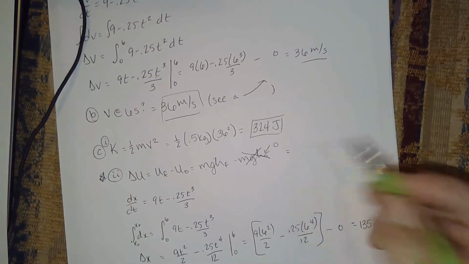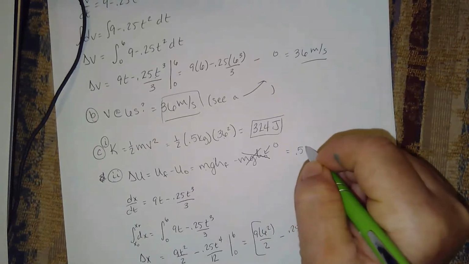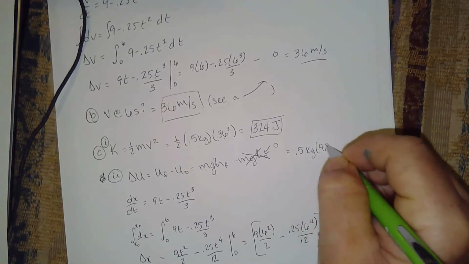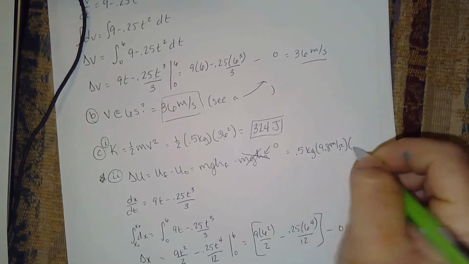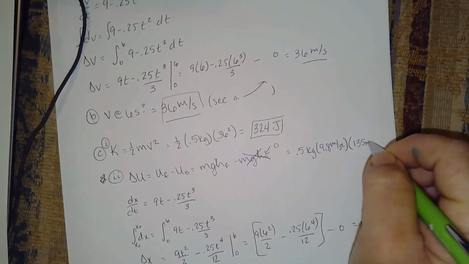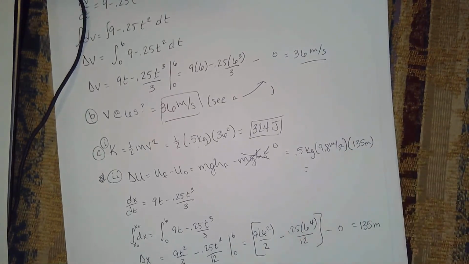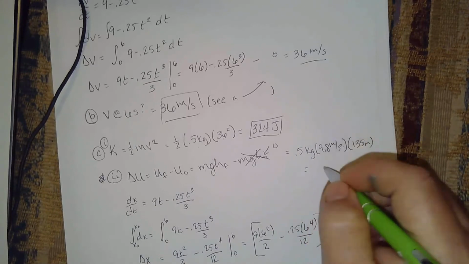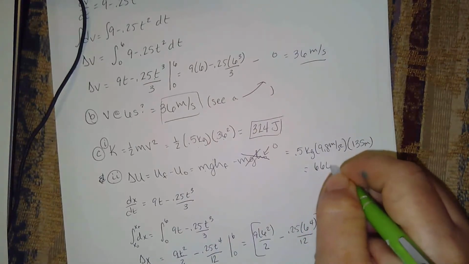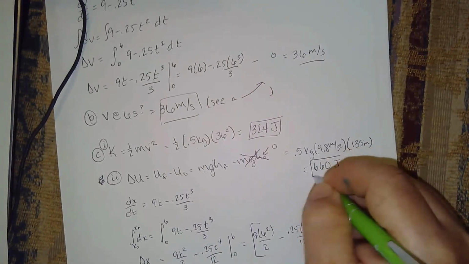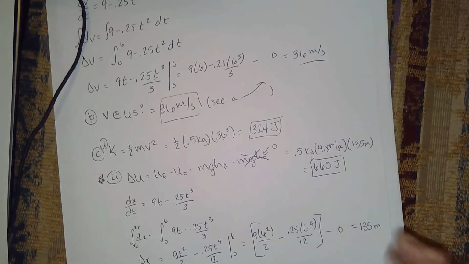So I'm going to take that back here and put in a half a kilogram times 9.8 meters per second squared times 135 meters to get my change in potential energy of 661.5, so 660 joules. Okay.